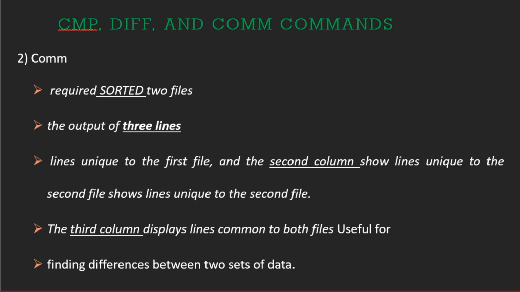So the output has 3 columns. The first column is unique for the first file. The second column shows lines unique for the second file. And as a third column, you will have the shared content between two files. So it displays lines common to both files. So it's important for finding differences between two sets of data. We'll see in the example now.